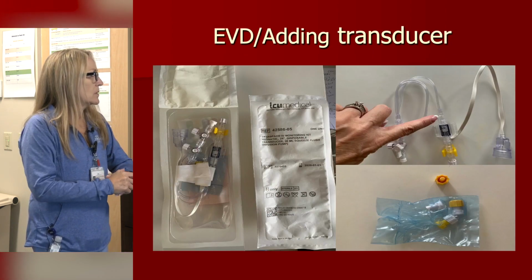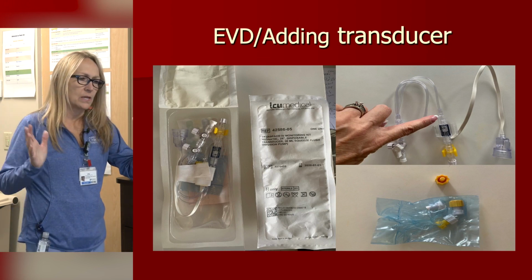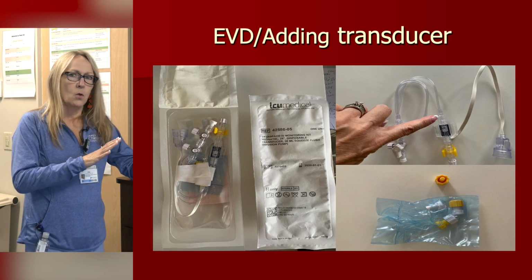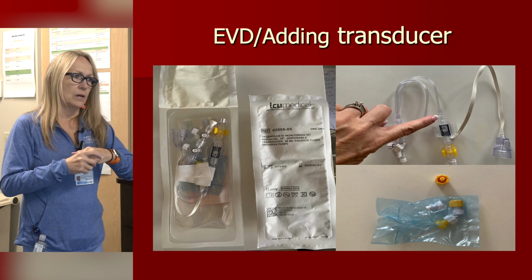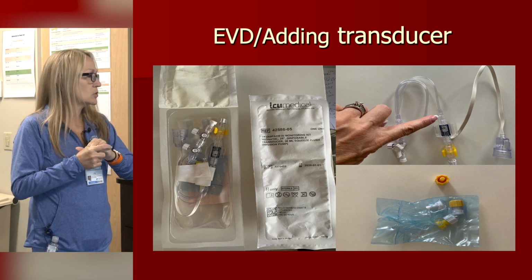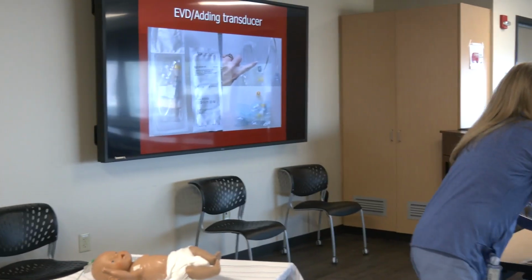Okay, this is talking about, you know, we have the drain, like an EVD, that drains CSF off of the brain. Well, we might want to know what the ICPs are. So we can transduce off of this drain with a transducer. Let me grab my transducer information.